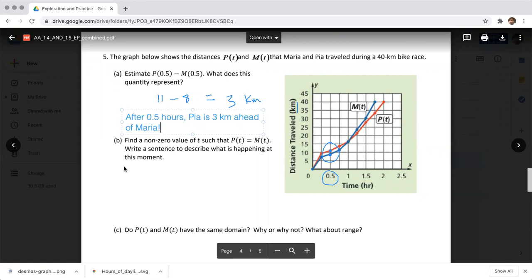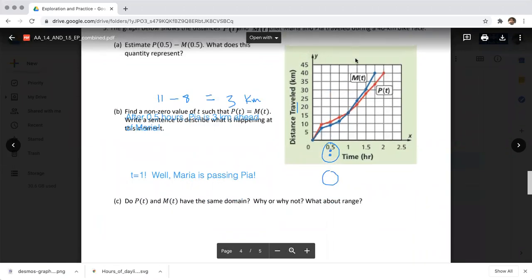Okay, find a non-zero value of t such that P of t equals M of t. So we're looking for where these things cross. Obviously they started at the same place, but we also see that they crossed paths here at t equals 1. So t equals 1. And what's happening? Well, it looks like Maria is passing Pia, right? Maria started out behind Pia, but then whoop, passed Pia right there and actually ended the race a little bit sooner.